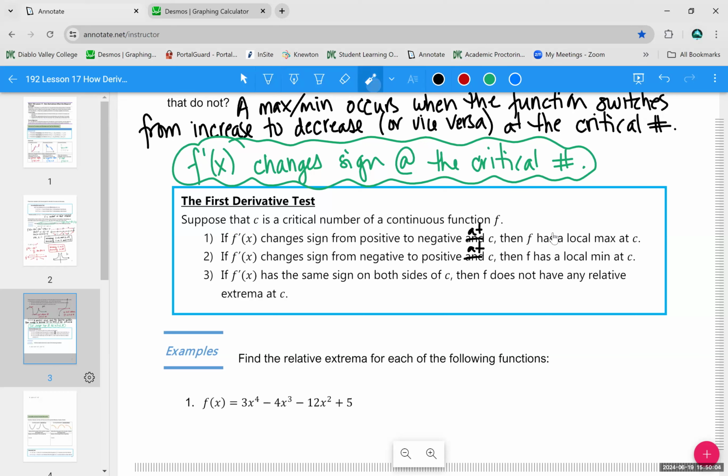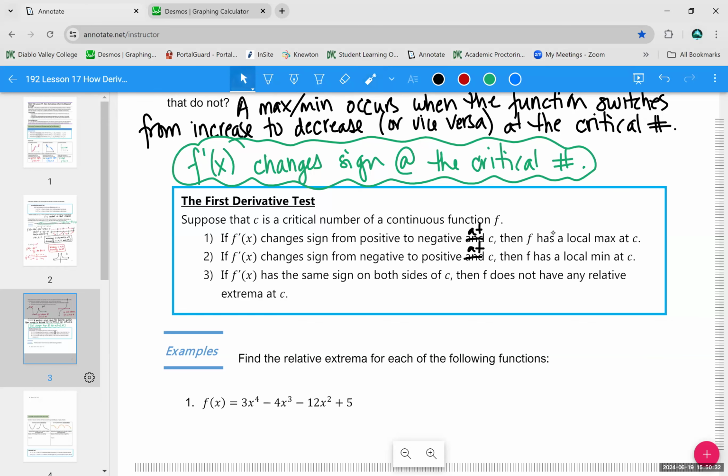If the derivative goes from positive to negative, that would be increase to decrease, so it's going to be a local max. If the derivative changes from negative to positive, decrease to increase, then it's a local min. And if it has the same sign on both sides, then there is no relative extrema there. So the first derivative test is the piece that will put all of these things together.